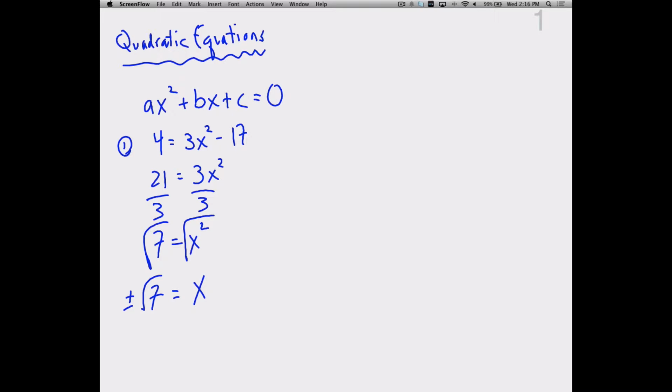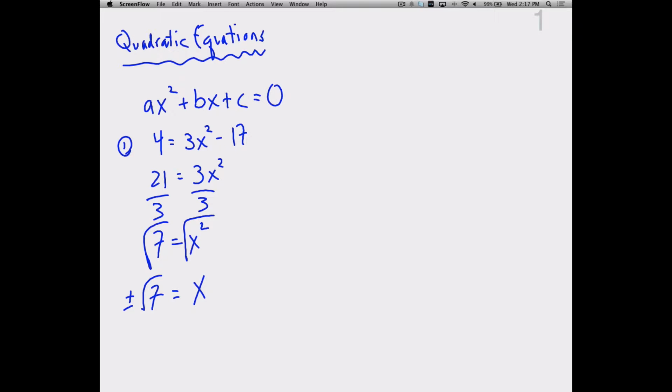And that's the exact answer, so we're going to leave it like that. I don't really care what the decimal equivalent is. 2 point blah, blah, blah. Who cares? We good, right? Any problems there? Again, if you don't have a b term, you could then use the square root method.